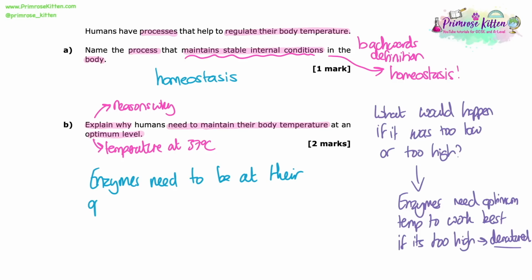So you could add an extra point on why enzymes are important, but we only need 2 marks' worth here. So saying that enzymes need to be at the optimum temperature to work best, and that if it got too high, then they could be denatured, is enough for 2 marks.